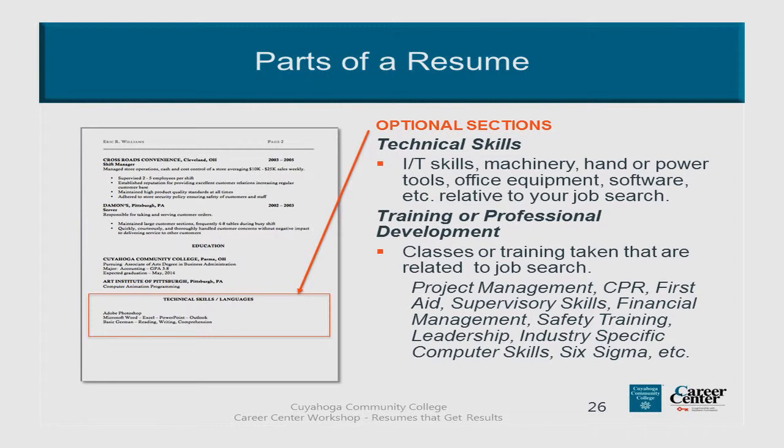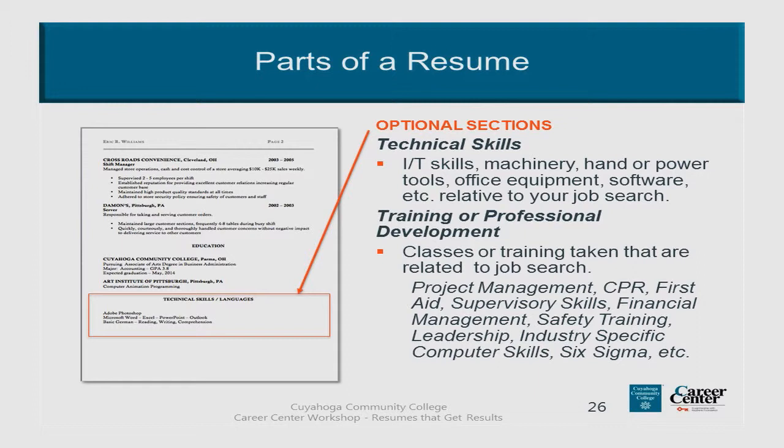In this section, you may want to elaborate on things like IT or computer skills, machinery, hand or power tools, office equipment, software, etc., that is relevant to your job search. Think about skills that you have that may make you stand out from another candidate. If it is a critical skill, you may also consider listing it in your professional summary section on the front of the resume.